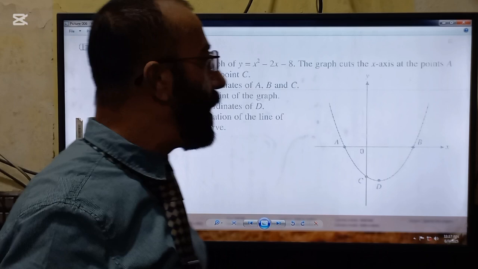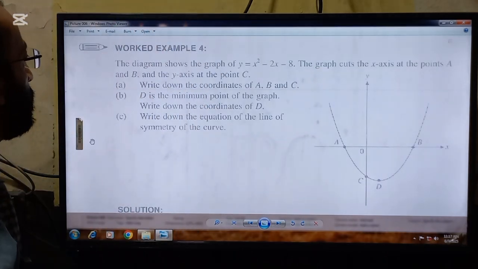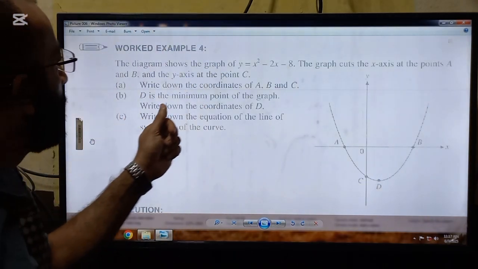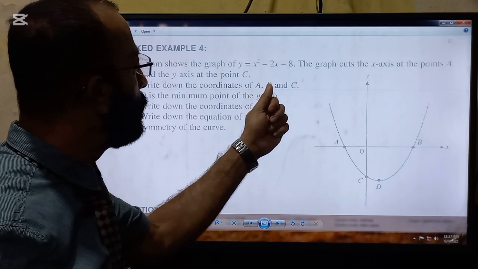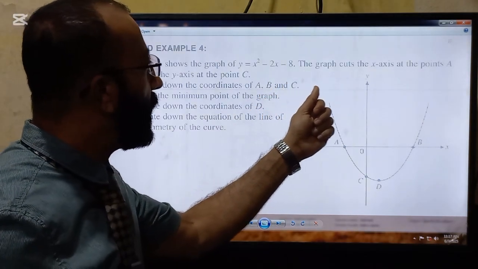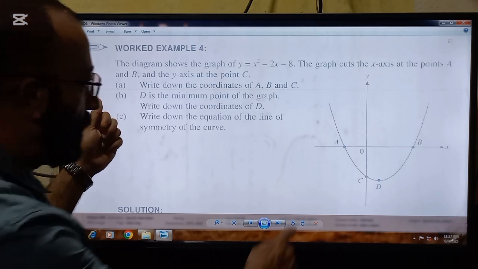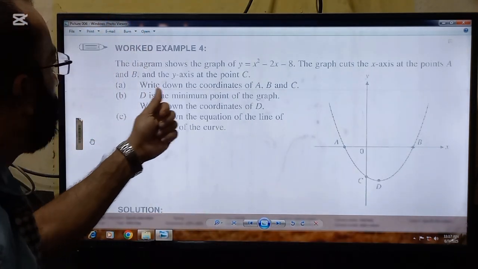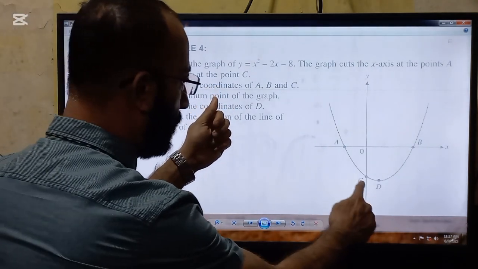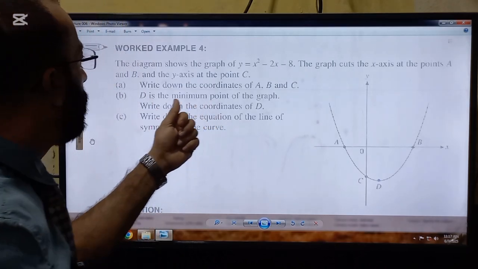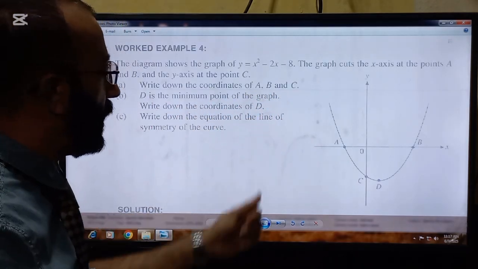Here is another type of quadratic graph. The statement is: the diagram shows the graph of y is equal to x square minus 2x minus 8. The graph cuts the x-axis at the points A and B, you can see, and the y-axis at the point C. Write down the coordinates of A, B and C.